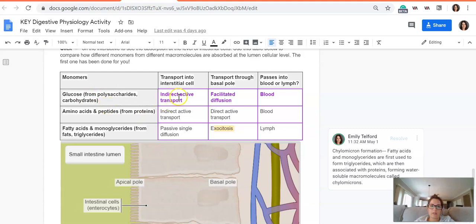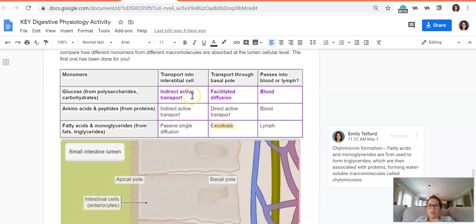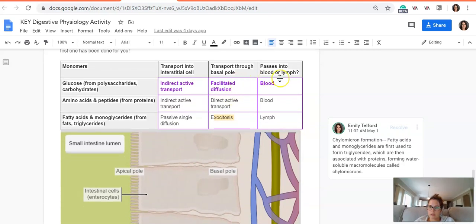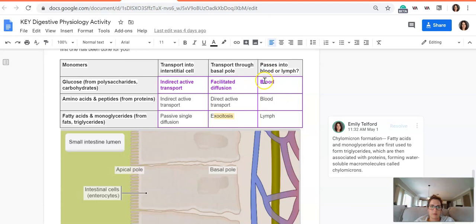So glucose is the monomer of polysaccharides or carbohydrates. It first enters the cell through indirect active transport. Active transport means it requires energy and it requires some sort of protein. Then facilitated diffusion is used to leave through the basal pole, which is the end of the cell. Facilitated diffusion requires no energy, goes from high to low concentration, and then this passes into the blood.